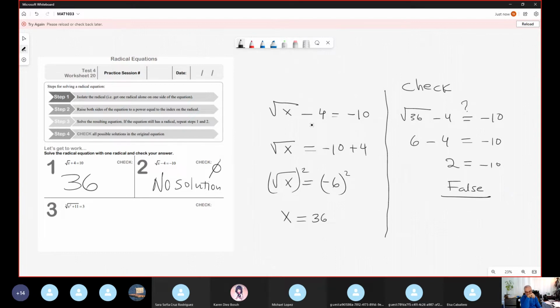Okay, this is an easy example. We illustrate very, very well that sometimes we have no solution. And when you are doing transformations, you get a potential solution that you need to verify.